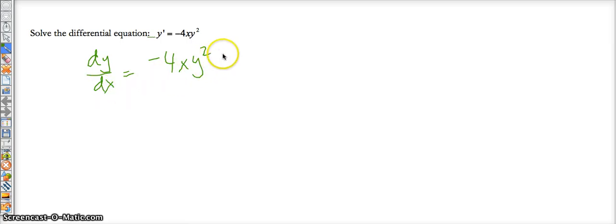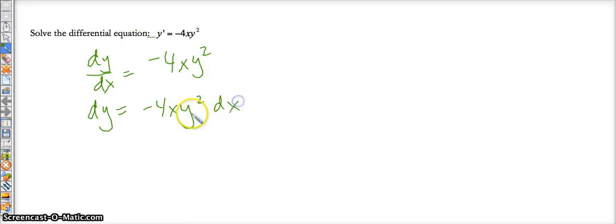So that means I want my dx over here, and I want anything with y's on the other side. So all my y's over here, all my x stuff over here. So if I do that, the first thing I'm going to do is multiply both sides by dx. So I have dy is equal to negative 4xy squared dx. Now the problem is this y squared is in our way, so he's got to go. So how are we going to get him to go away? Well, we're going to divide both sides by him, so we're going to get a y squared down below over here. So this turns out to be 1 over y squared dy is equal to negative 4x dx.